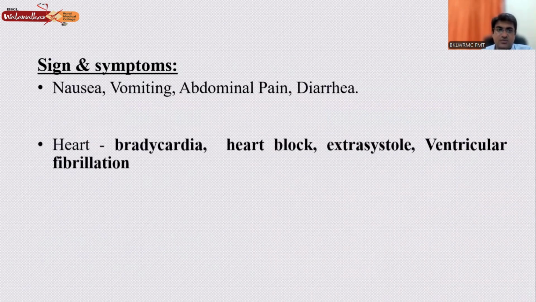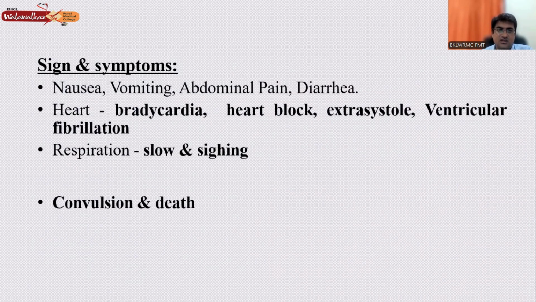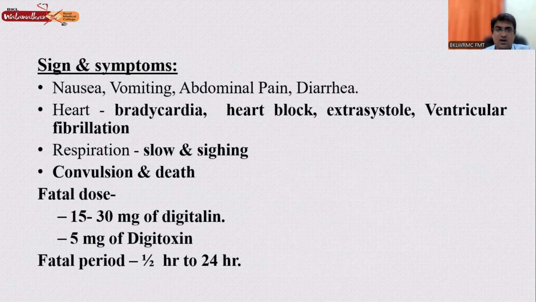Next, signs and symptoms. Signs and symptoms of this poison include nausea, vomiting, abdominal pain, and diarrhea. On the heart, this may show bradycardia, heart block, extrasystole, and ventricular fibrillation. The respiration in this case may be slow and sighing. And finally, convulsions, and it may lead to death in these patients.